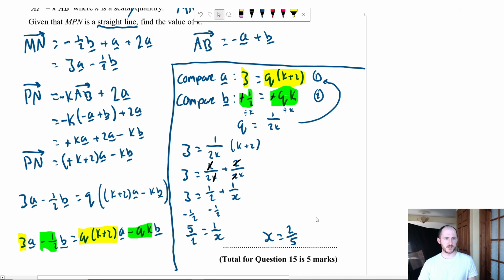So, from the mark scheme, yes, you're right, I changed it to an X. You're right, it should be K. My bad. I changed the letter. You're 100% correct, it should be a K, not an X. I couldn't read my K and I wrote X instead. No, it should be K.